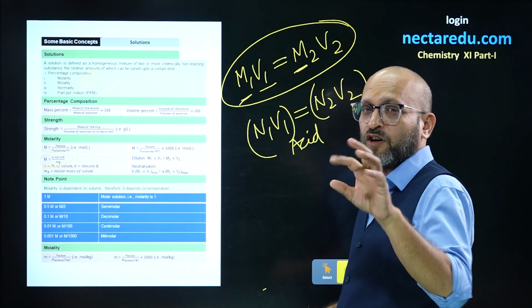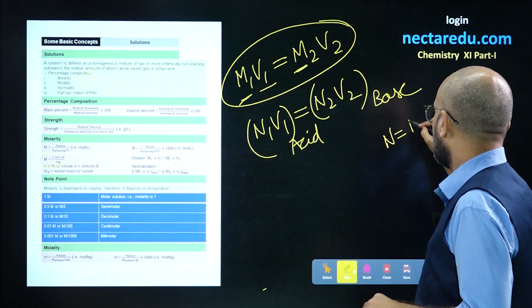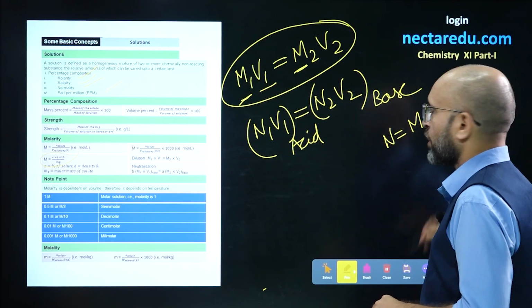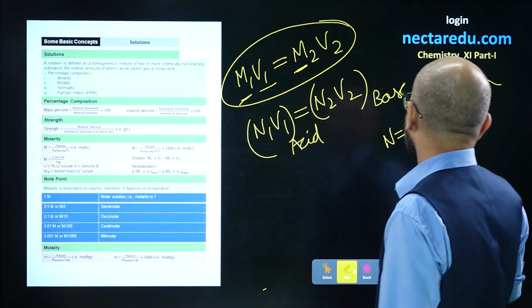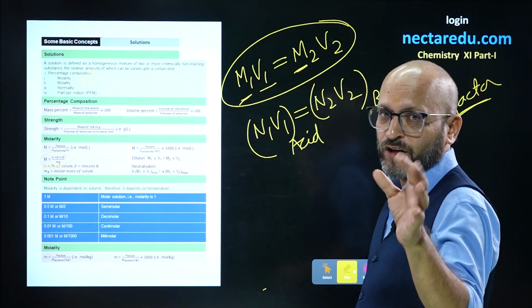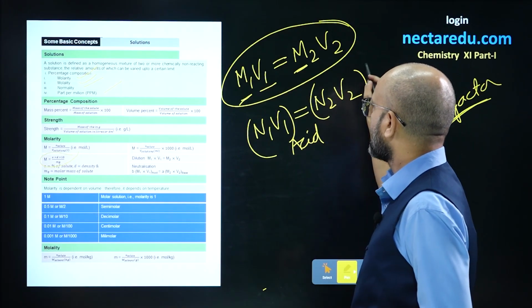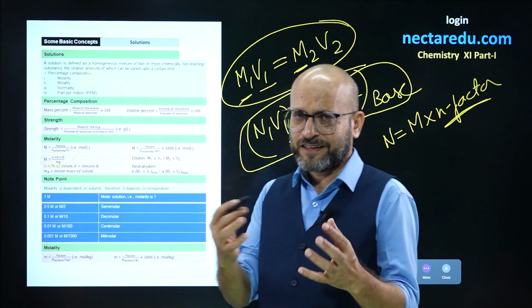And the relation between normality and molarity is normality equals molarity into n factor. And what is n factor? For an acid it is basicity, and for a base it is acidity. So, n factor is acidity for a base and basicity for an acid. Alright. So, you use this formula for calculation of number of moles used for neutralization of a certain thing.